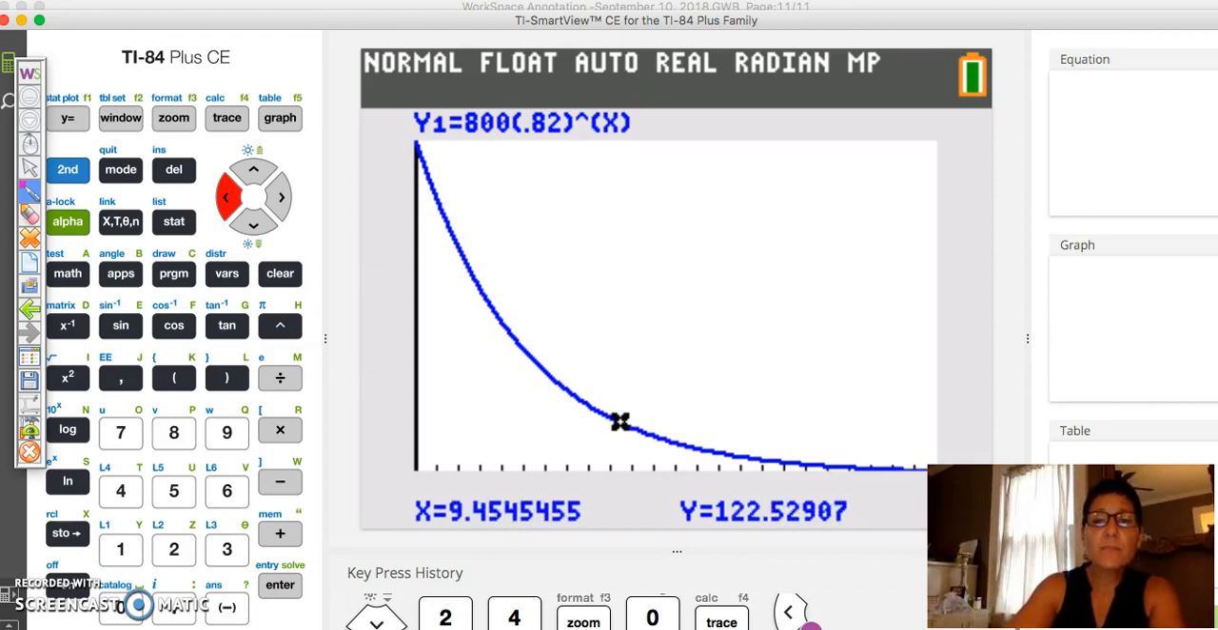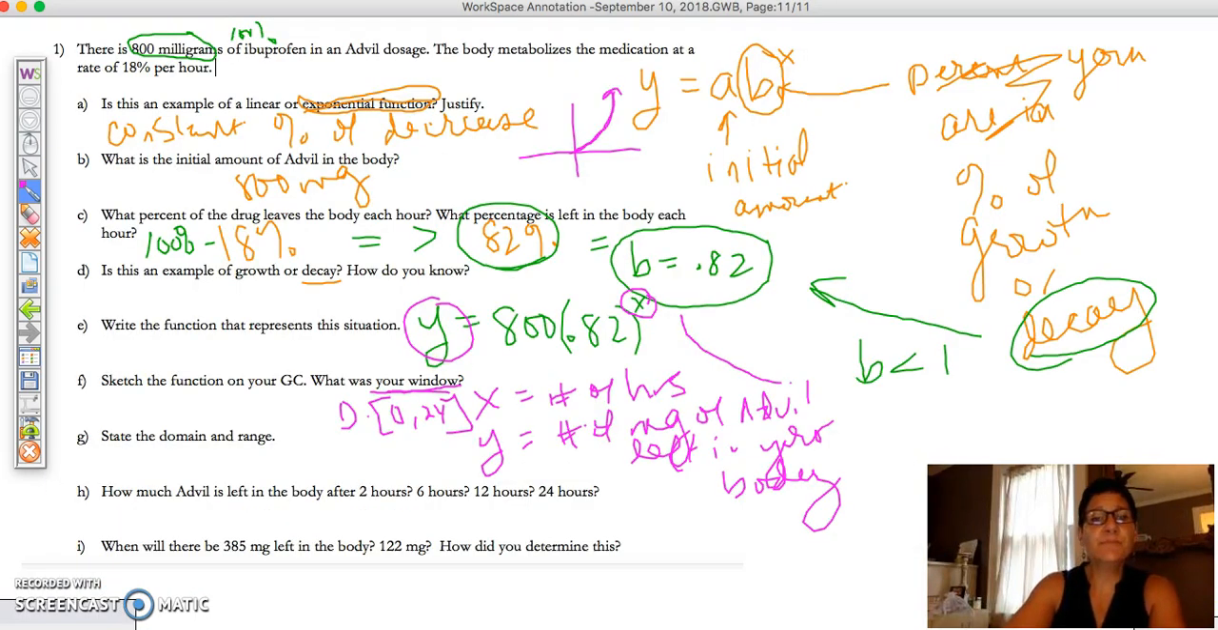Okay. So if we go back to this problem over here, state the domain and range. I think we answered that. The domain was the X, your number of hours. Your range was the number of milligrams left in your body. So if you think about it, you already know what the highest Y value is in this problem, even before you start. Why do you know that? I hope you said because you're starting off with 800 milligrams and it's getting smaller and smaller, hopefully getting to 0.